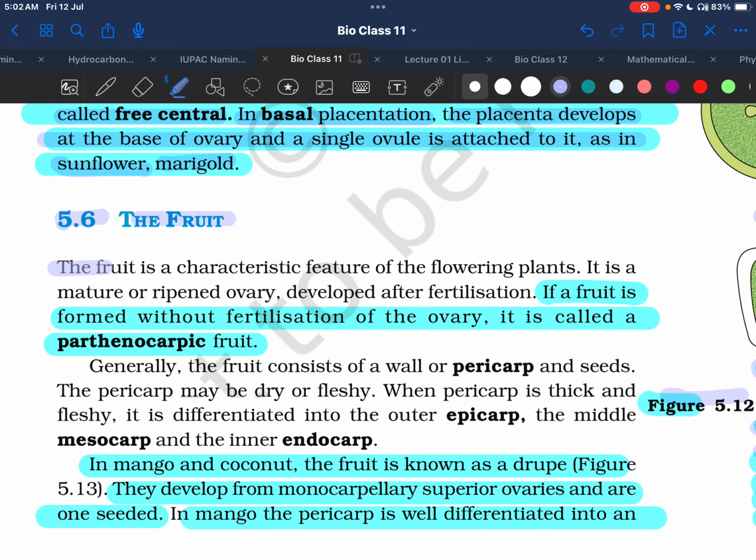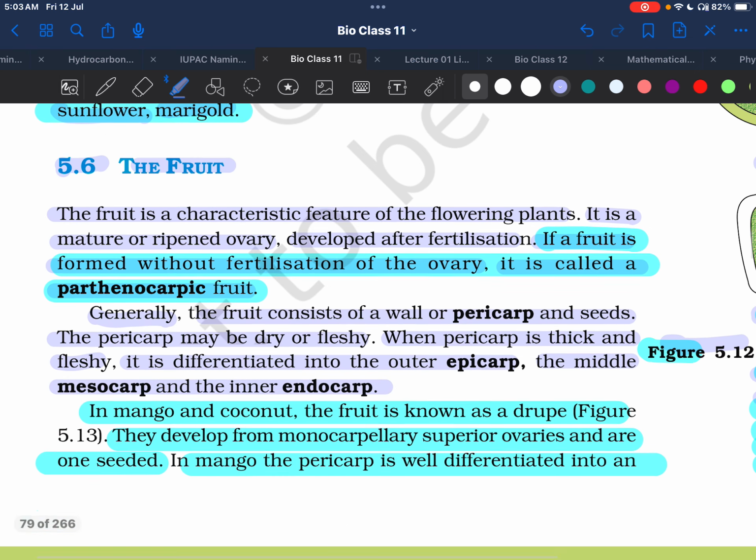5.6 The fruit. The fruit is a characteristic feature of the flowering plants. It is a mature or ripened ovary developed after fertilization. If a fruit is formed without fertilization of the ovary, it is called a parthenocarpic fruit. Generally, the fruit consists of a wall or pericarp and seeds. The pericarp may be dry or fleshy. When pericarp is thick and fleshy, it is differentiated into outer epicarp, the middle mesocarp, and the inner endocarp.